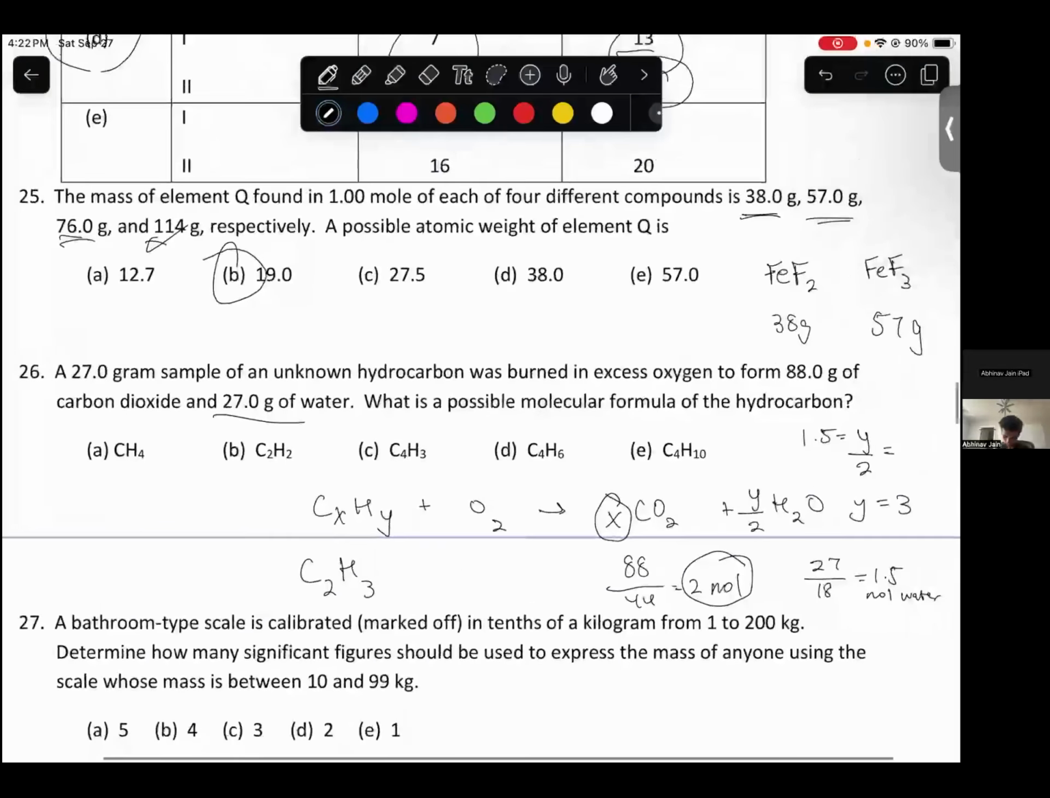Look at the empirical formulas. This is the empirical formula. Remember, we need the molecular formula. And the only one with the same molar ratio is going to be D. So the answer is D.